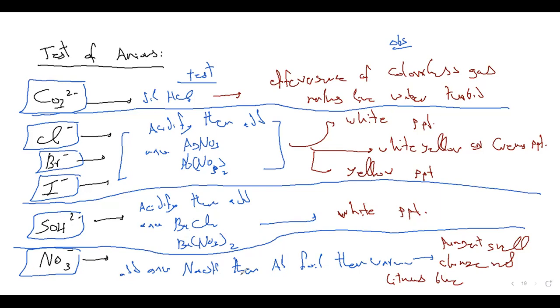Nitrate: add aqueous sodium hydroxide, then aluminium foil, then warm. You will find that pungent smell changes red litmus paper to blue.